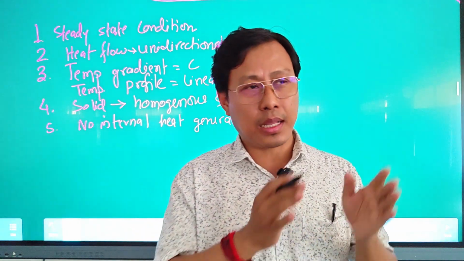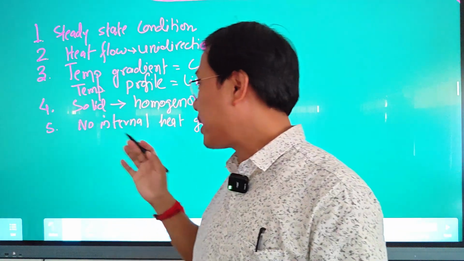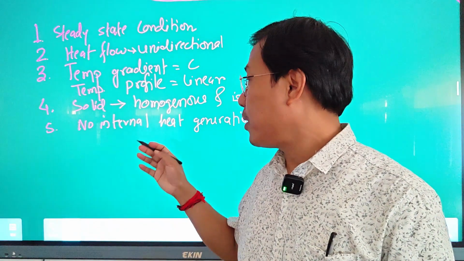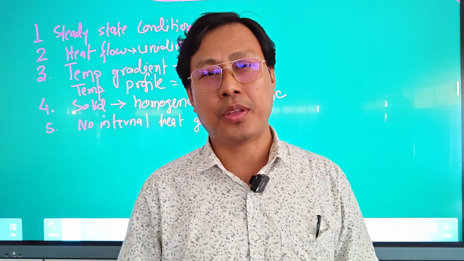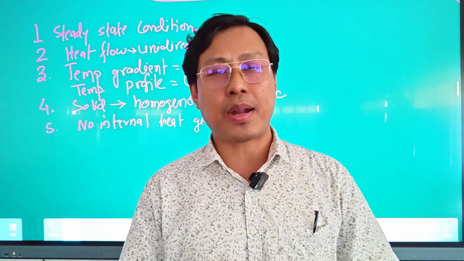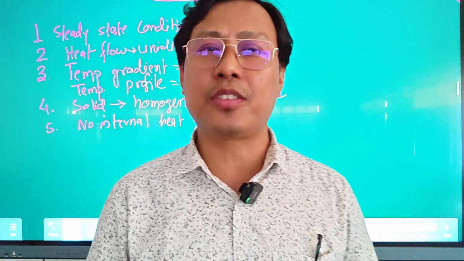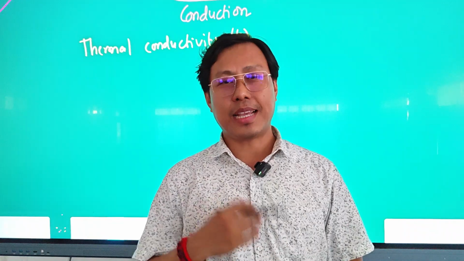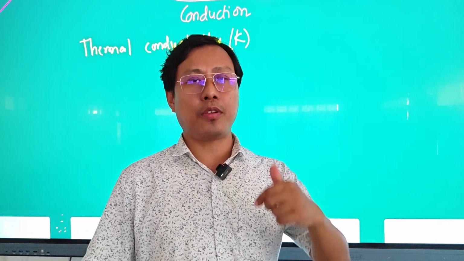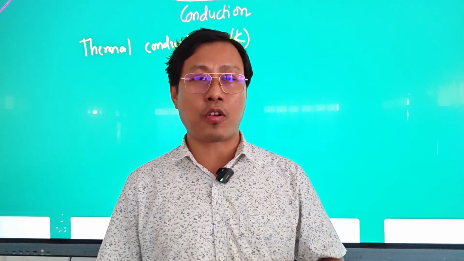Isotropic means the thermal conductivity will be the same in all directions. The last assumption made in Fourier's law is no internal heat generation. So we should consider that there is no heat generation inside that particular solid. So these are the assumptions which are made in case of Fourier's law. The next point of discussion is the thermal conductivity. As per Fourier's law, we have found that thermal conductivity is a constant.